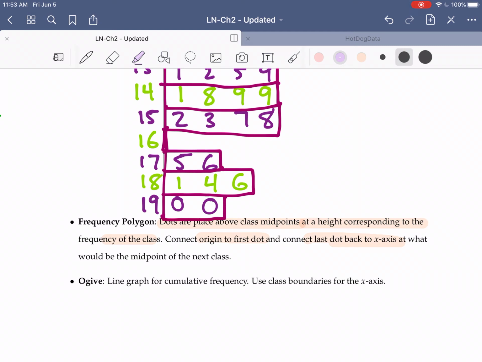An ogive is a line graph for cumulative frequencies. So instead of putting dots at the frequency, you put a dot at the cumulative frequency. So your lines should be flat lines, or they should go up because you're adding more. You should never be taking away things as you go cumulatively. Here, typically you would use class boundaries.